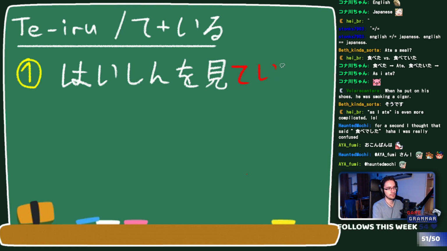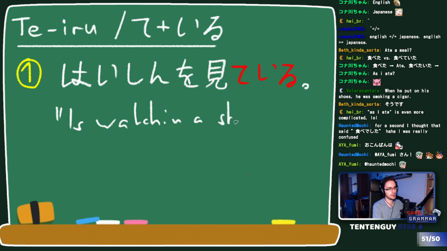Te-iru. Now, similarly, miru means to look, to see, to look at. Here we would use it as an active, like to look at, okay? So what do we get? 配信を見ている, you know, is watching someone. We don't know what the subject is, it doesn't matter. Is watching a stream right now, okay?